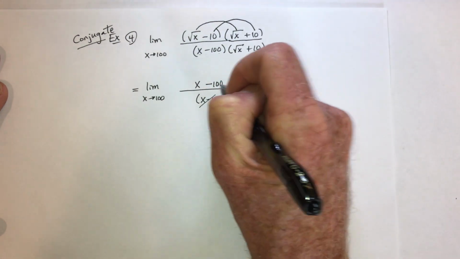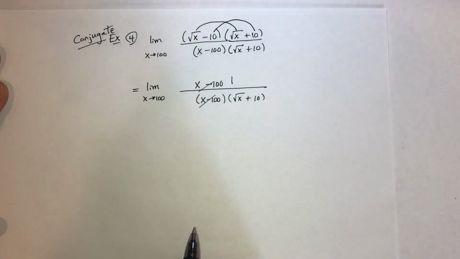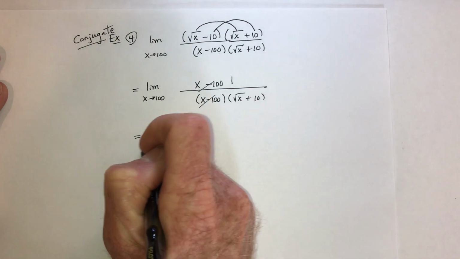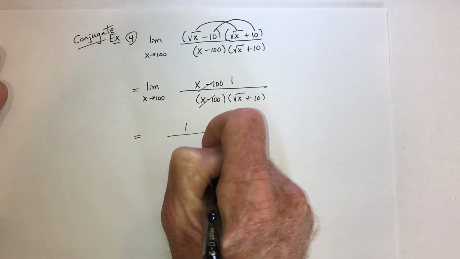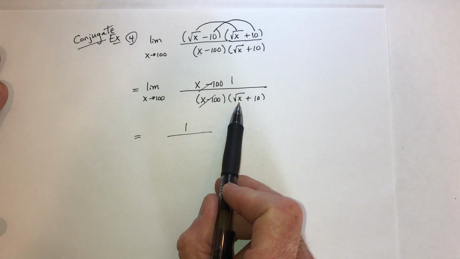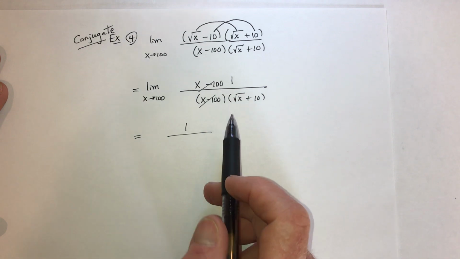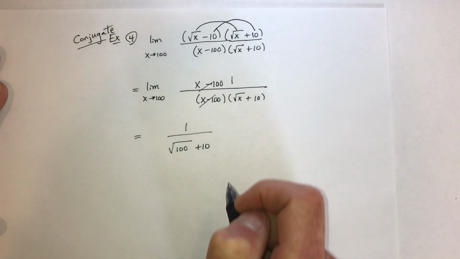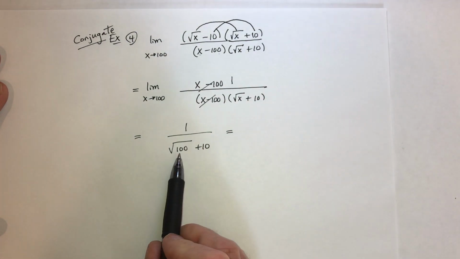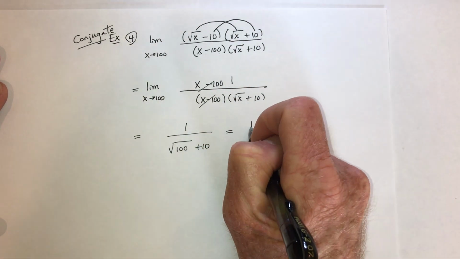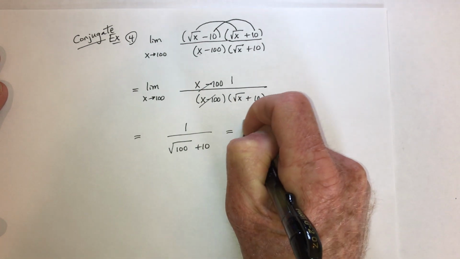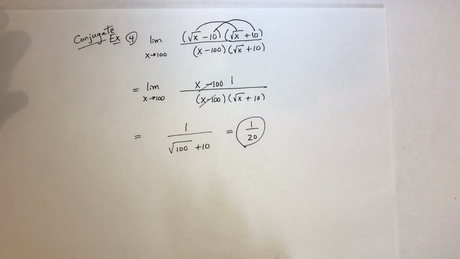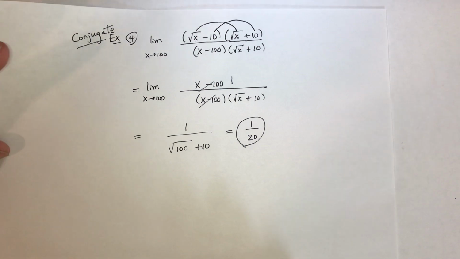The next thing is have these two cancel, leaving just a 1 on top. And then we're practically done. So there's a 1 on top, and now you could substitute the 100 right here for x. So that's going to be a 10 plus 10, which is 20. So the final answer is 1/20. Don't leave yet. We still have 2 more examples. Example number 5.